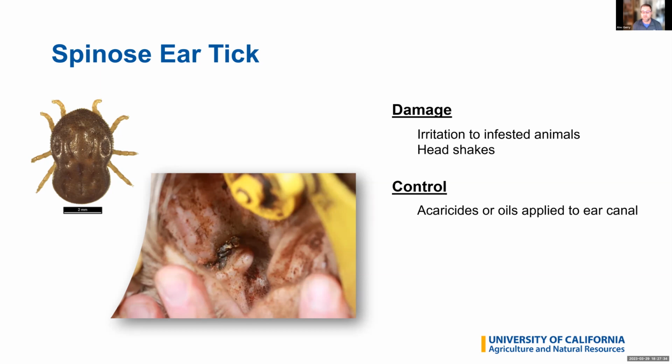In terms of control, it can be either through application of acaricides, again, insecticides for ticks, or oils applied directly to the ear canal. So you can put materials directly into the ear canal. There are some ear tags now that are also labeled for use for control of spinose ear ticks. So you can look for that on the label of some of the ear tags.